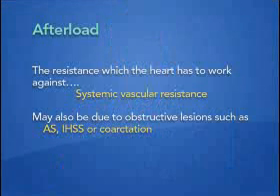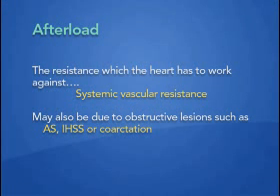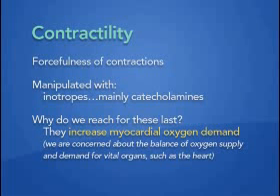Afterload is the resistance which the heart has to work against, or the systemic vascular resistance. That's mainly determined by how tight your arteries are. But it can also be due to obstructive lesions, such as aortic stenosis, idiopathic hypertrophic subaortic stenosis, or IHSS, or coarctation of the aorta. Contractility is the forcefulness of the contractions.